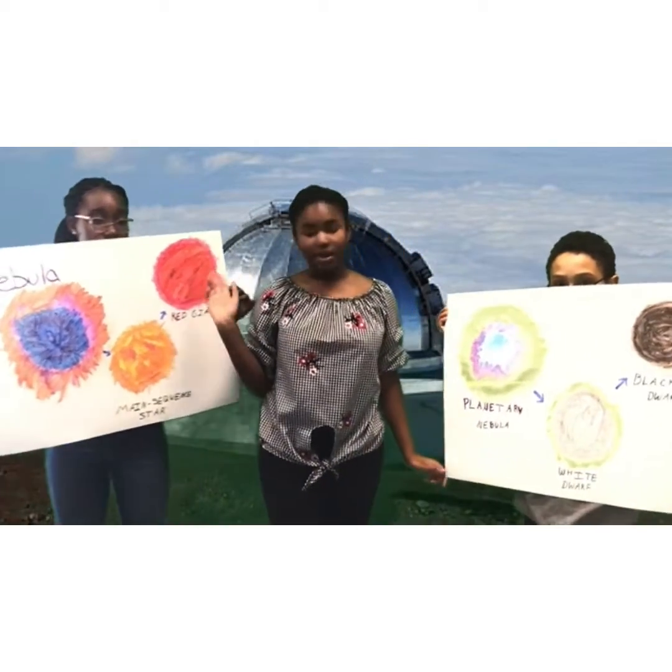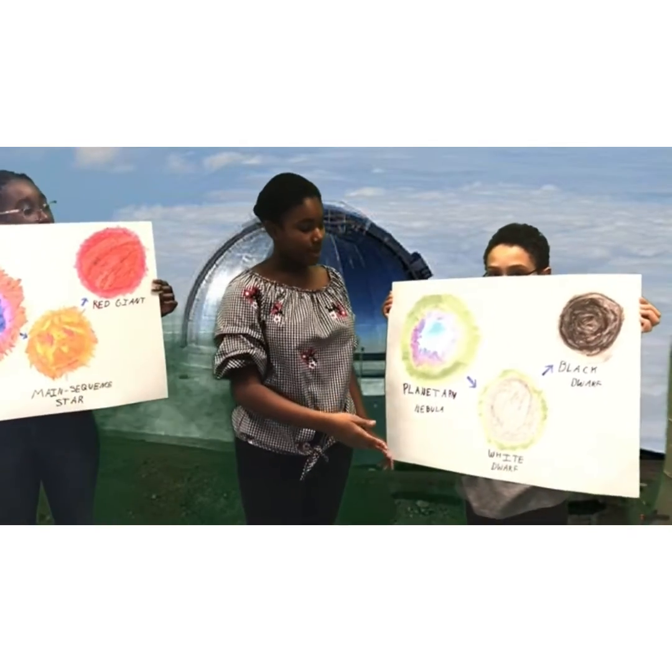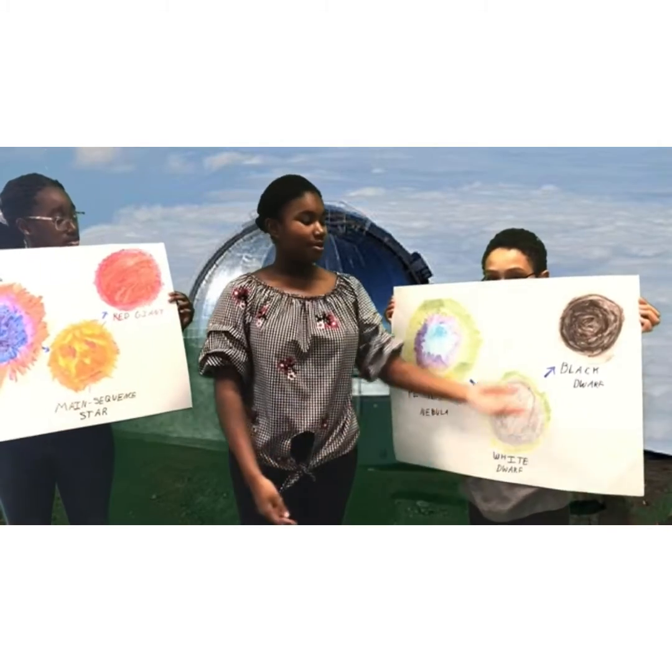Once that stops, it will then become a planetary nebula. It will cool down more and more and more until it becomes a white dwarf. And once it cools down to its final stage, it will become a black dwarf.